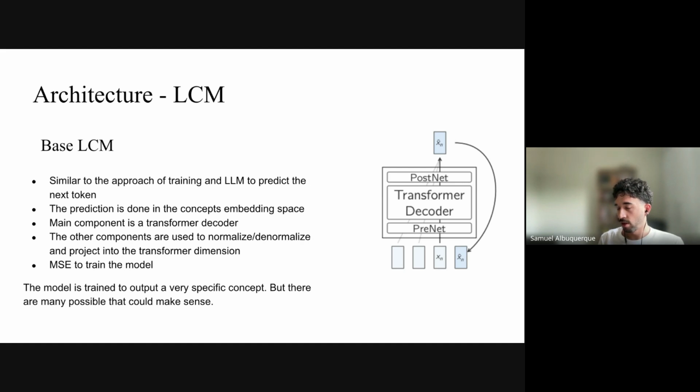And one thing they mention that can be an issue here is that the model is trying to output a very specific concept. So it tries to output a very specific sentence, but there are many possible sentences that could make sense, as you can say the same thing with very different words, very different sentences, and so a lot of different outputs may still be valid considering the same input.